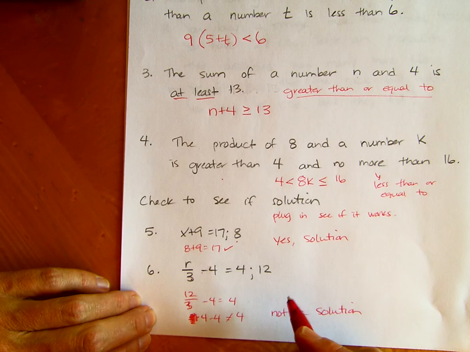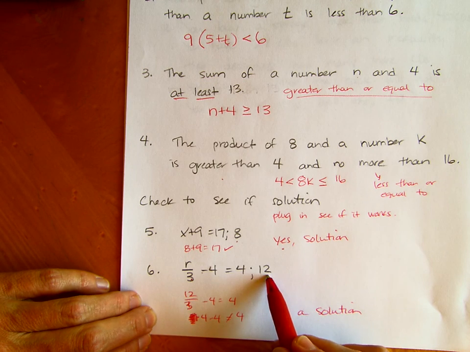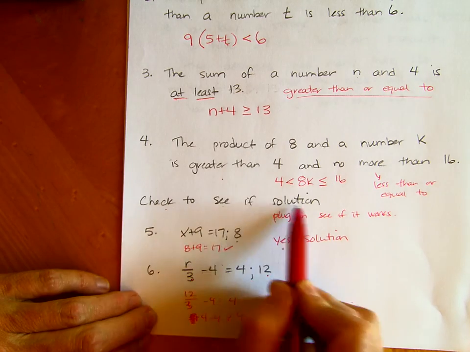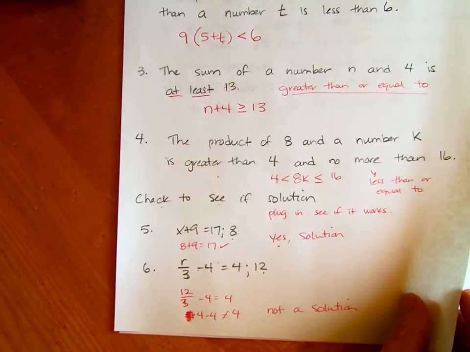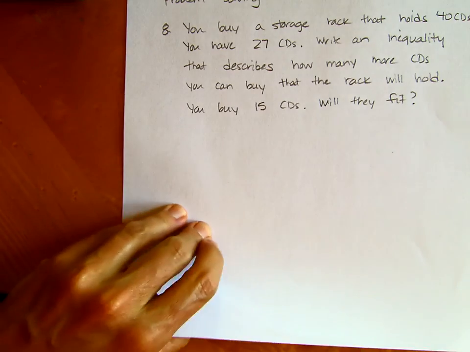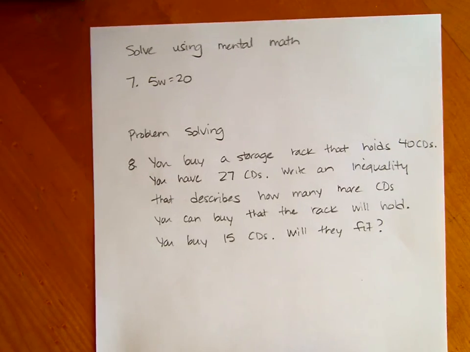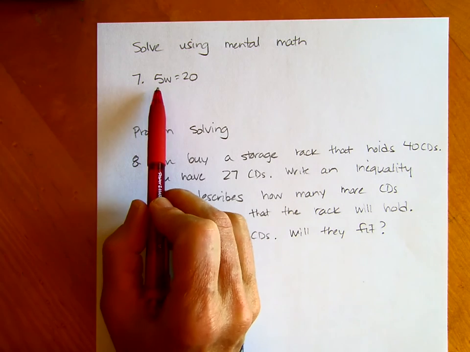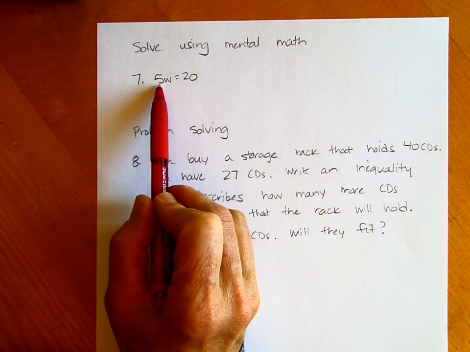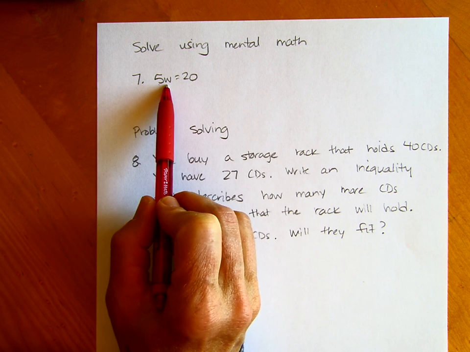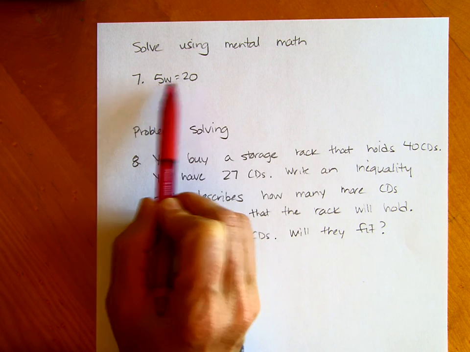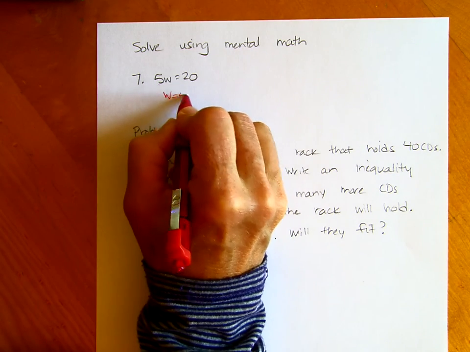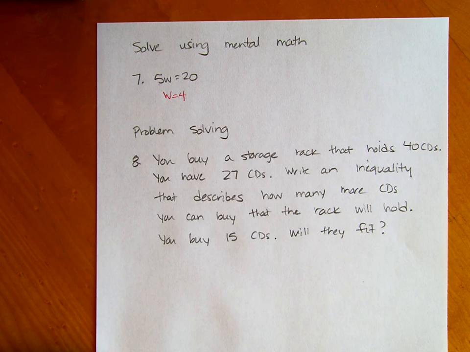But we look at that a lot. Does this value work in this equation? Check to see if it's a solution. Plug it in and see if it works. 2 more. Solve using mental math. How are you supposed to show your work? You can't really. Just think about it. You're thinking about the operation here. 5 times W equals 20, or what times 5 is 20, and the answer is 4.